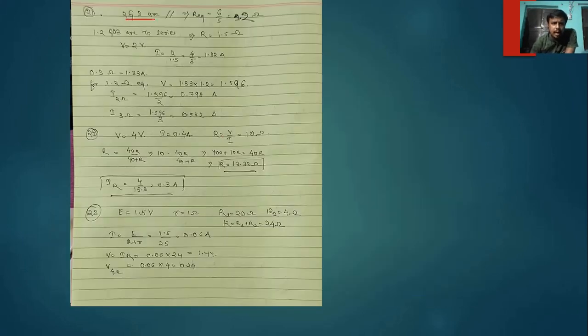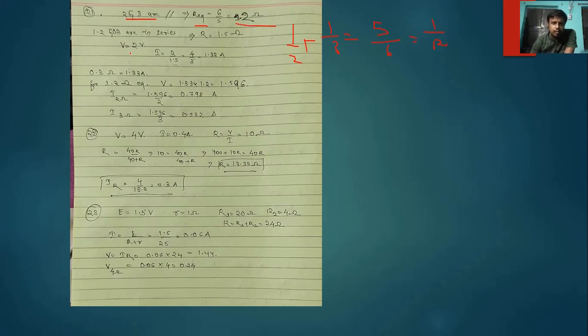Here 2 and 3 are parallel. So we have to find R equivalent. R equivalent would be 1 by 2 plus 1 by 3. That would be around 5 by 6 equal to 1 by R. So R is equal to 1.2 ohm.